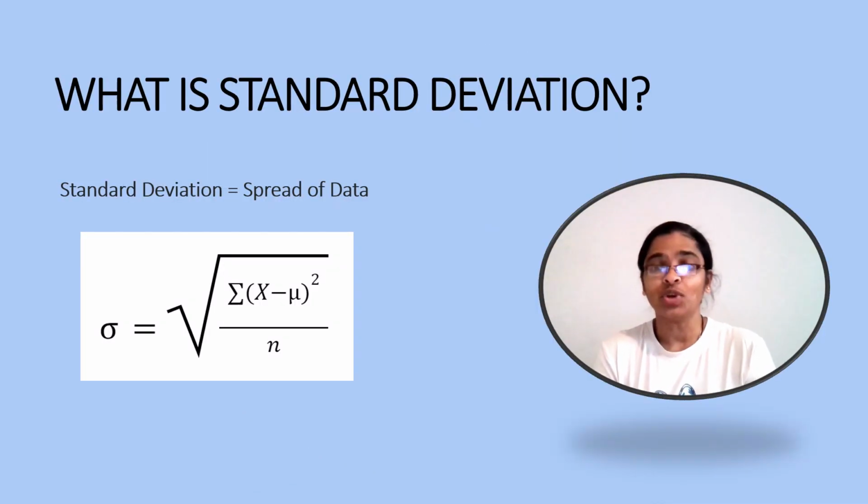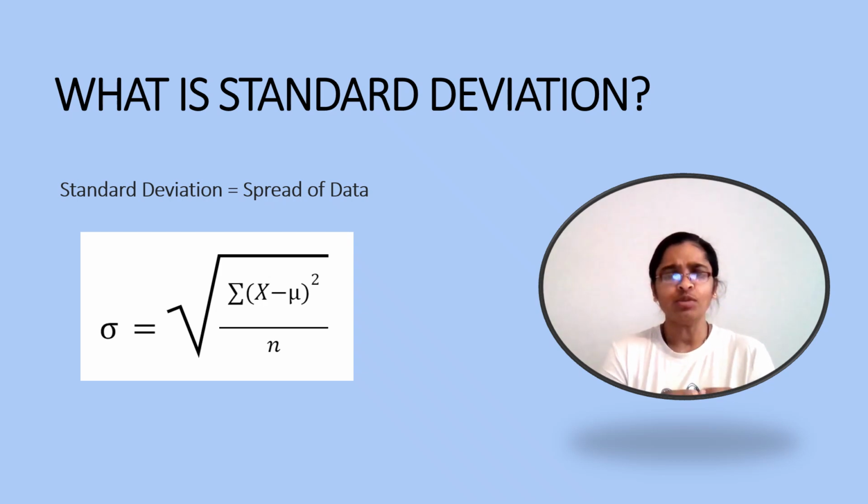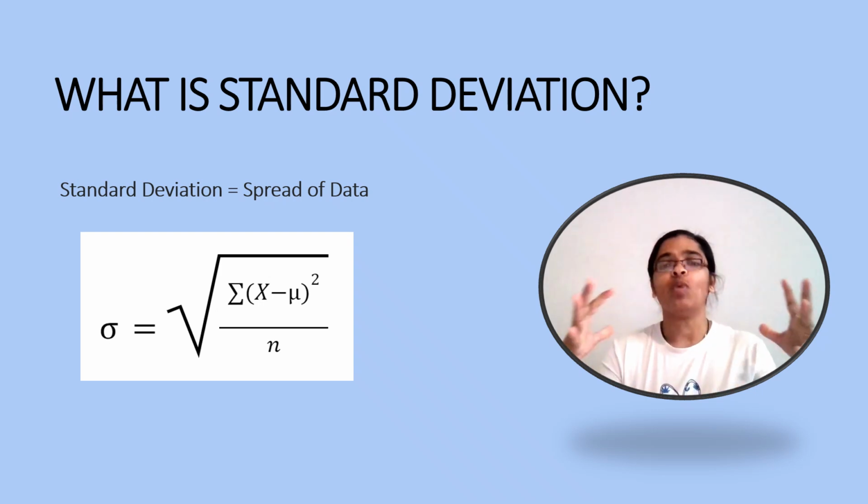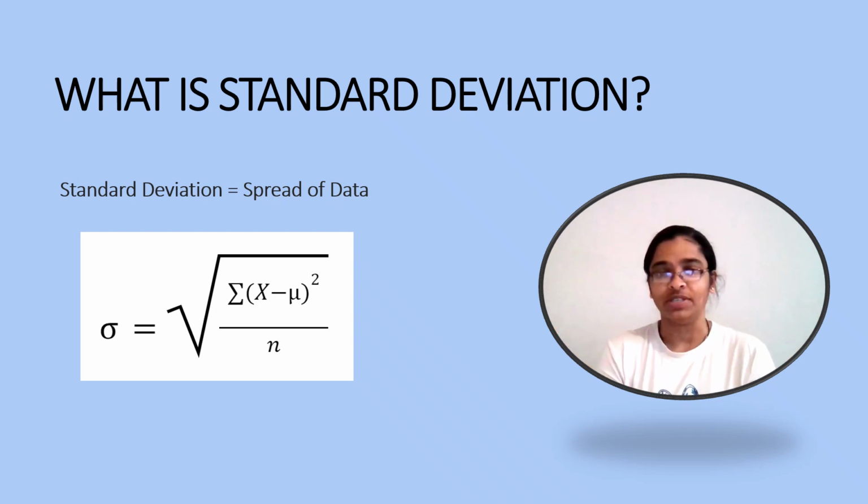So let's see what standard deviation is. Standard deviation tells us how spread out the data is around the mean. So think of it as how tightly clustered or how widely scattered the numbers are.